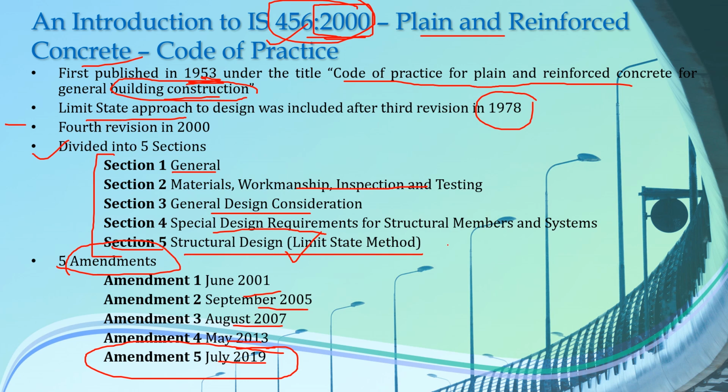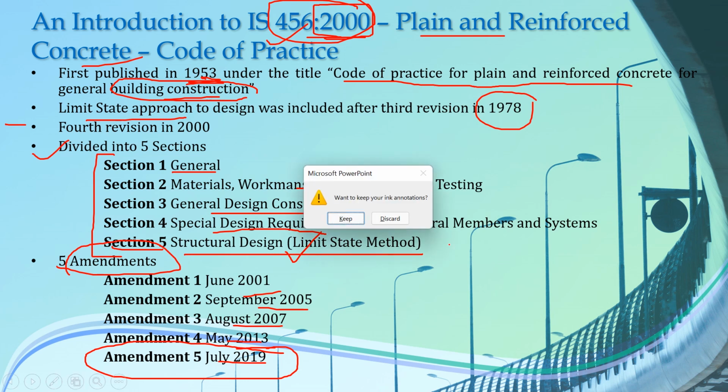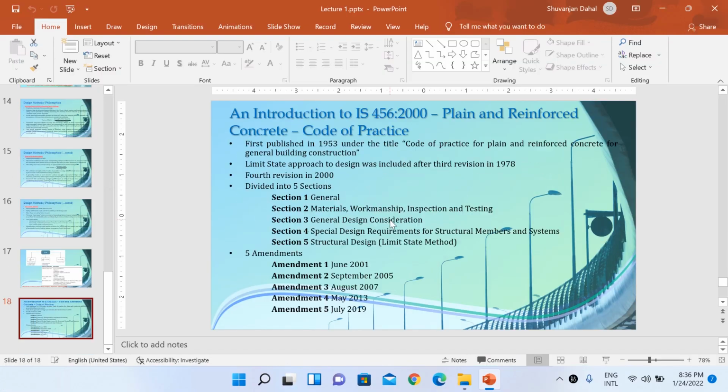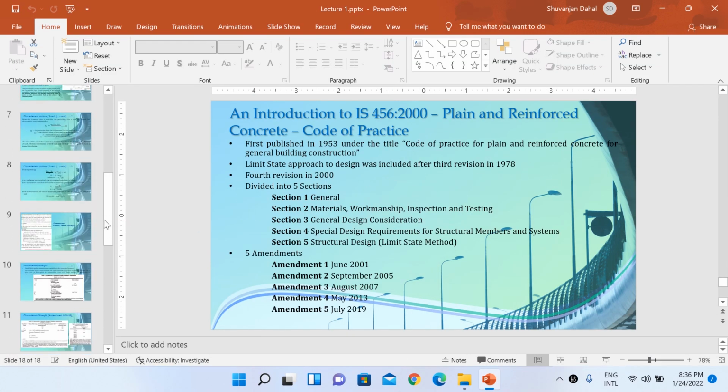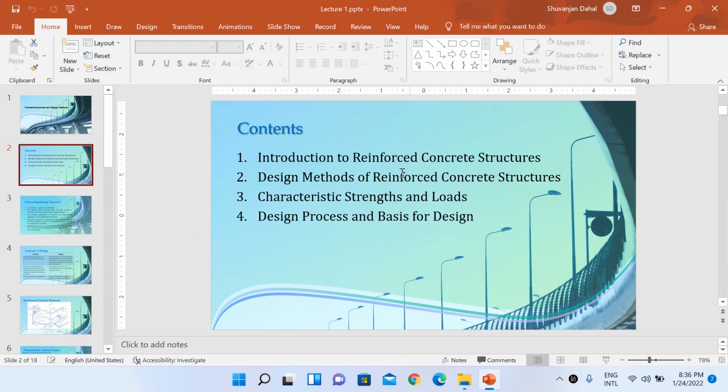So this brings us to the end of this first chapter. In this first chapter, we discussed on these 4 different topics. First, a general introduction. Then we discussed about characteristic strength and load. We discussed about the difference between analysis and design. We discussed the design process and basis for design today. And finally, we looked at the different design philosophies or design methods of RC structures.